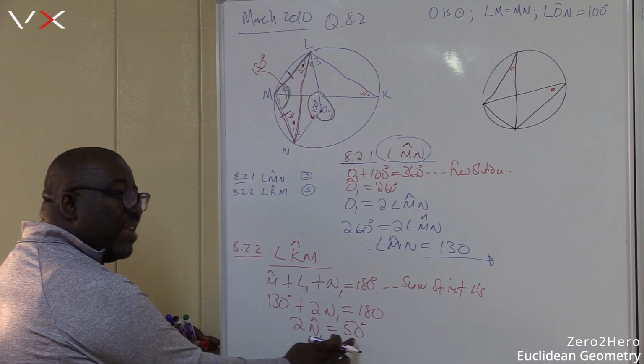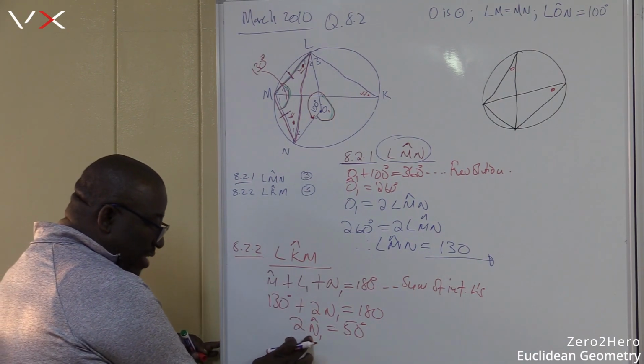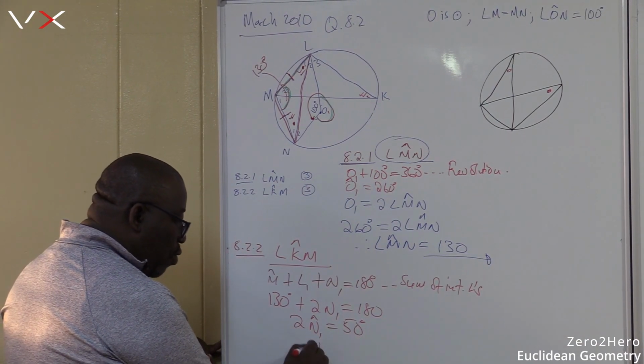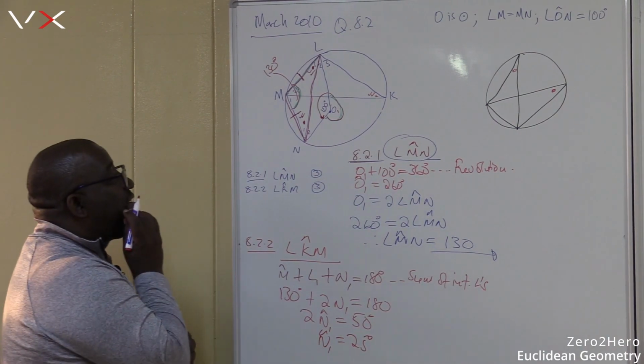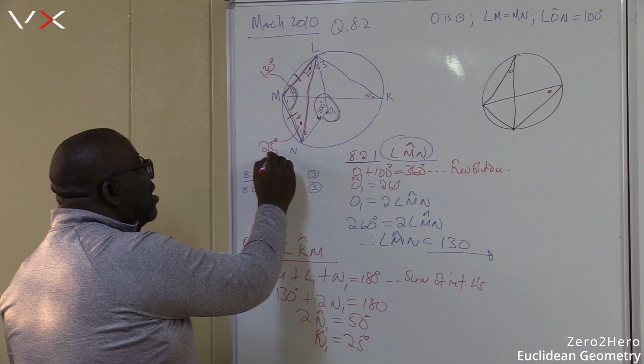2 times what will give me 50? 2N is equal to 50. 2 times what will give me 50? 2 times 25. So N1 is standing in the place of 25 degrees. We know that this angle now is 25 degrees.